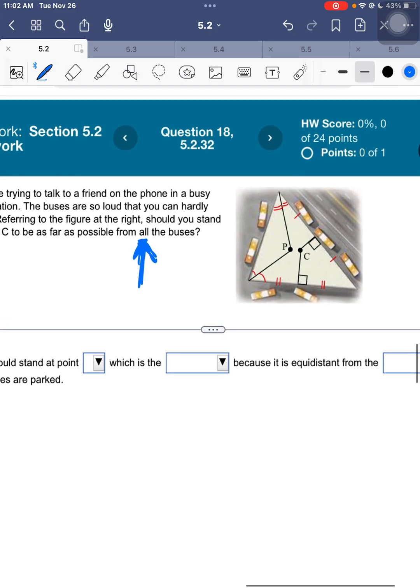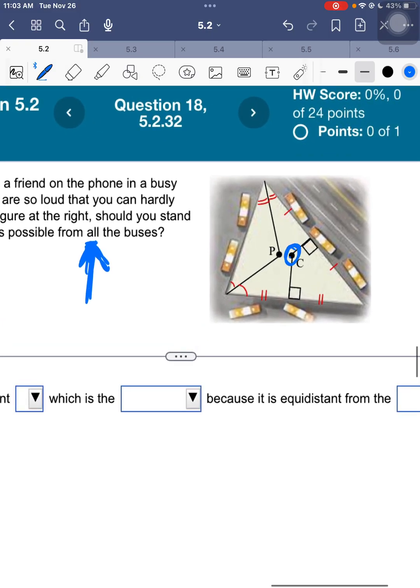Okay? So if I were to stand at C, I'm super far from these buses, right? Super far from those buses. But I'm pretty close to this one and like decently close to this one. So would I want to stand here? Probably not, because I'm way too close here. So where would I want to stand? Maybe I want to stand at P, because I feel like this distance is pretty good. This distance looks pretty good. And man, this distance also looks pretty good. They all pretty much look like they have an equal distance away.